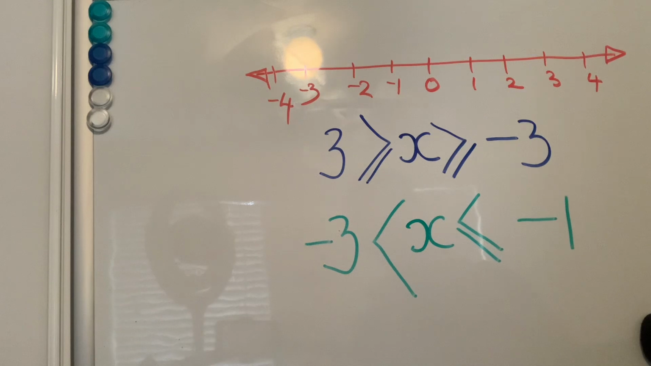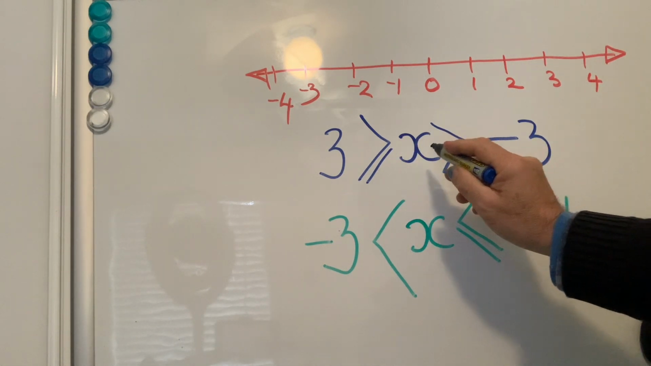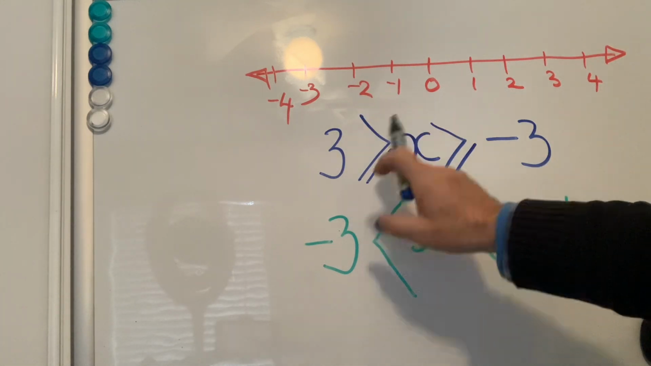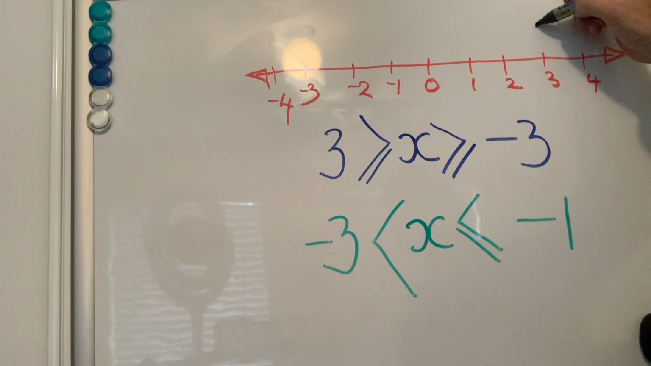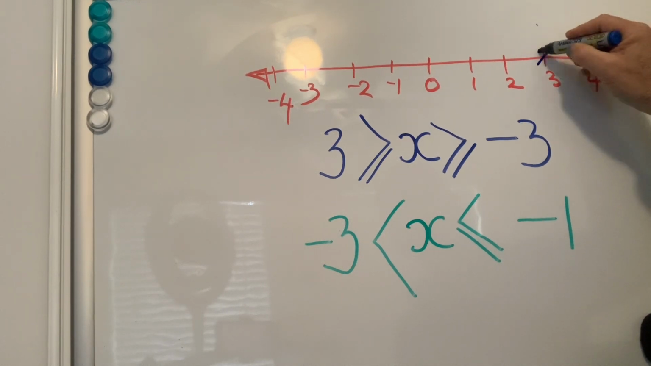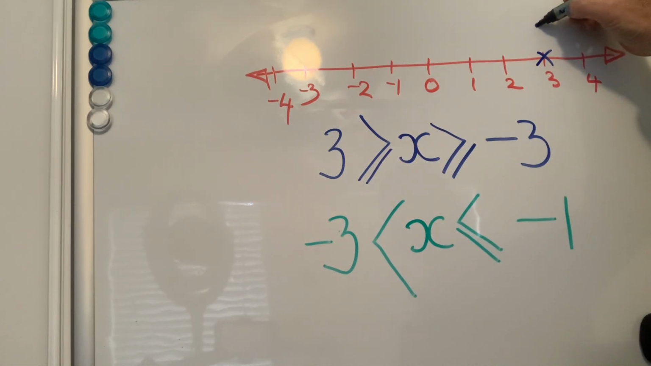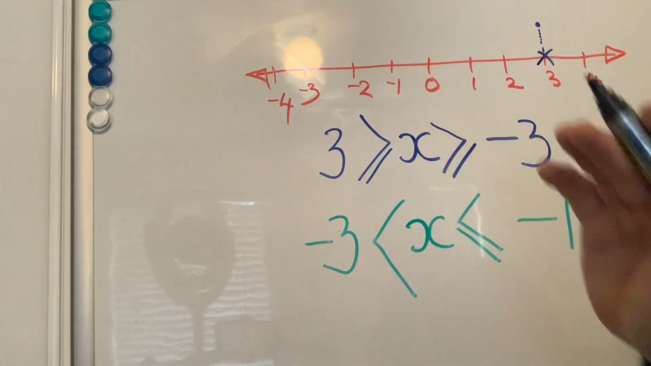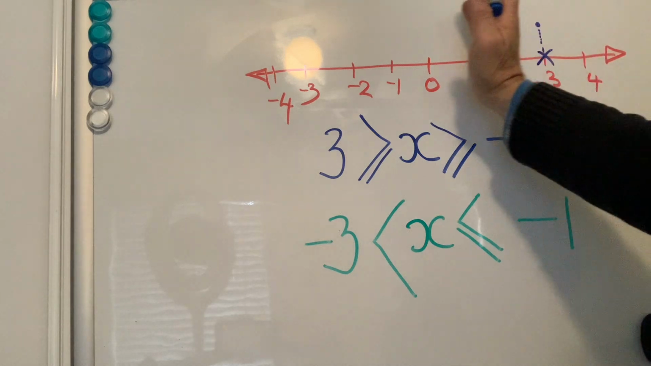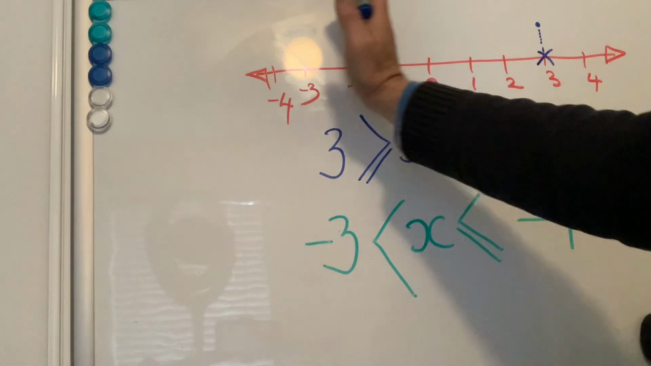So when we're looking at X less than or equal to 3, there's the value of 3. But it's saying here that X is less than or equal to. So when it's less than or equal to, we put a dot there. So there's less than in that direction of 3.